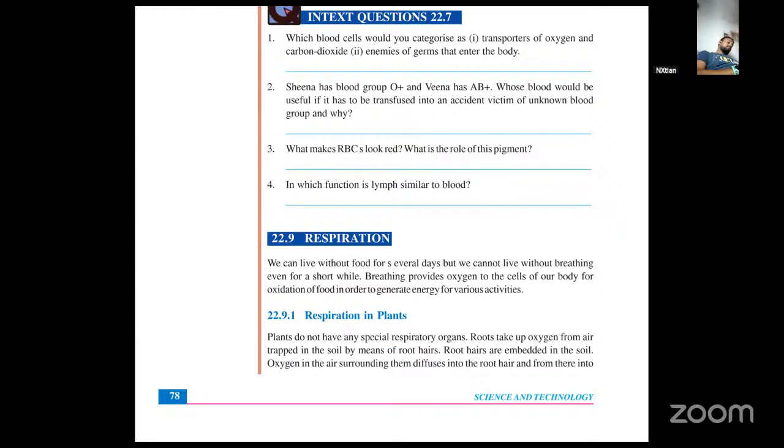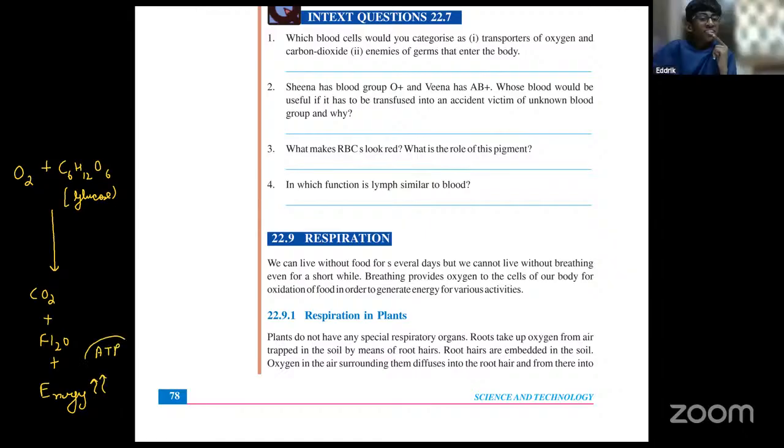Everyone, please see the board. By breathing, we are taking oxygen in, and we are digesting the food in the form of glucose. This glucose and this oxygen will burn together to give us carbon dioxide plus water and plus energy.